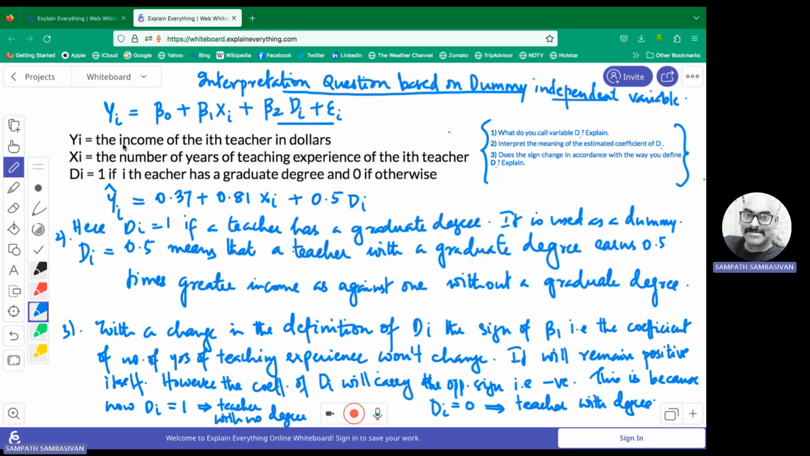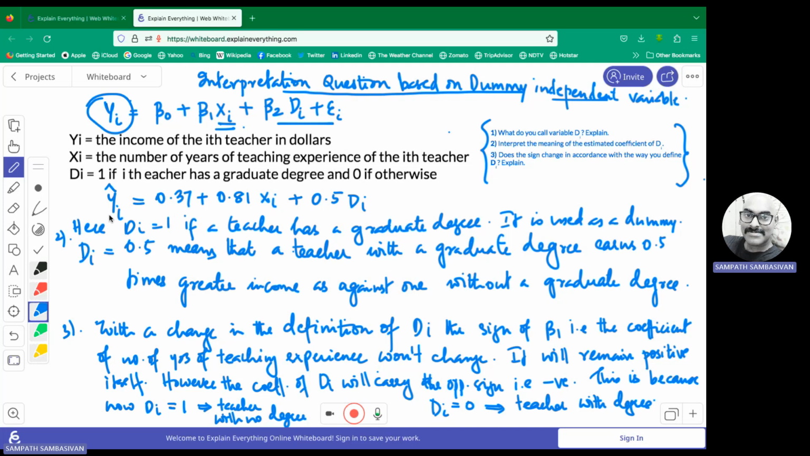So all of you would remember that example which I told, where YI stands for the income of the IELTS teacher in dollars. XI stands for the number of years of teaching experience of the IELTS teacher. And the dummy variable taken here is defined as D equal to 1 if the IELTS teacher has a graduate degree and 0 otherwise. So it's on the earnings of a teacher, and the independent variables considered are the number of years of teaching experience and whether or not the teacher has a graduate degree.